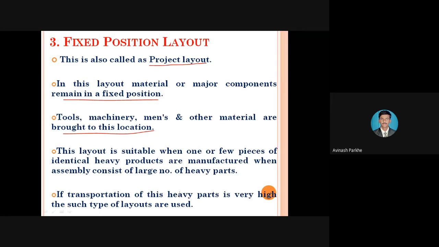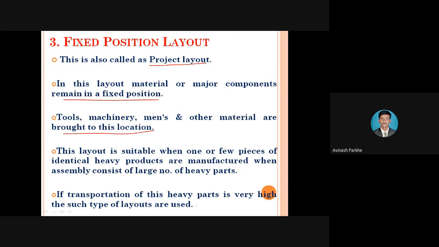Assembly of the ship elsewhere is not possible. Assembly of the aeroplane is not possible, because in the aeroplane and the ship, so many heavy components are there. So it is very difficult to handle those heavy components from one location to the second location. To avoid those difficulties, we have to start their construction at a fixed location only. If the transportation of these heavy parts is very high, such types of layouts are used. That's why I have given these examples.